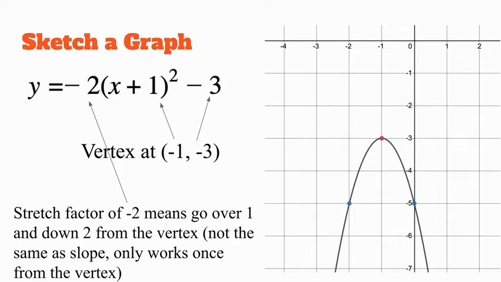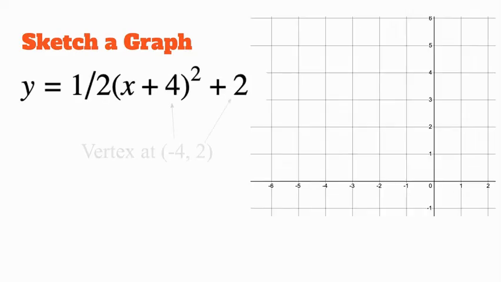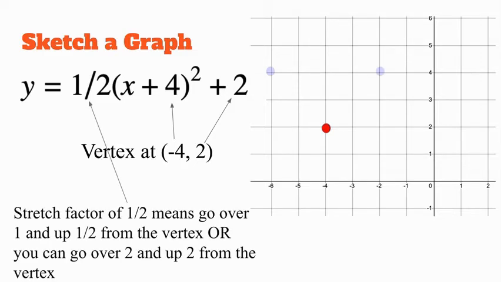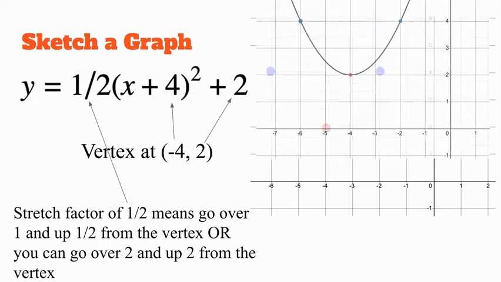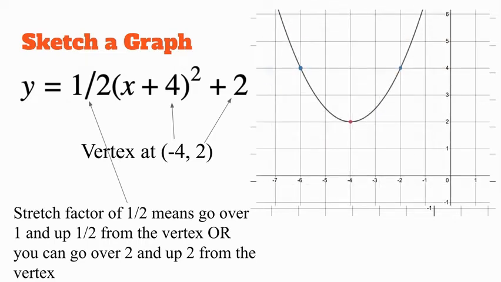And then the third graph that we have, y equals 1/2 times (x plus 4) squared plus 2. So your vertex is at (negative 4, 2). So I'm going to plot that point. And then with the stretch factor of 1/2, this is a little different. You would usually go over 1 and up 1/2. But if you don't want to deal with the fractions or the decimals on your graph, the other thing you can do when your fraction is 1/2 is to go over 2 and up 2. And so then you can tell when I plot these and connect them that my graph is a little wider than the previous 2 graphs.